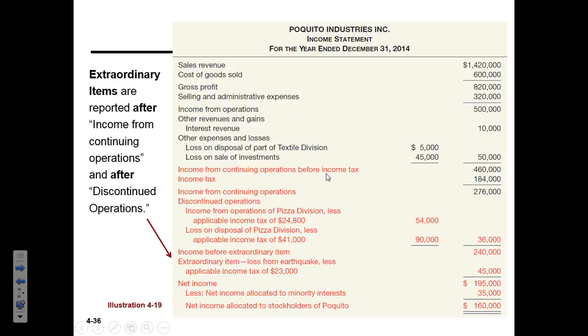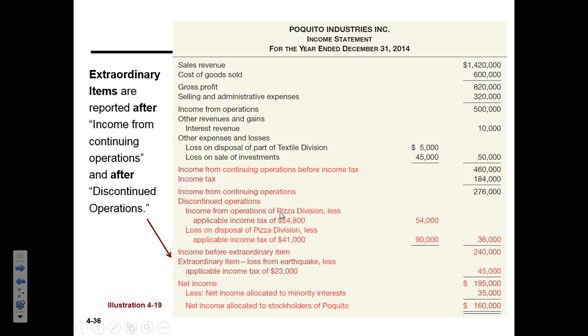This stuff in here is non-operating. So they are what, by definition? They're not both unusual and infrequent. They are either unusual or infrequent. And in the case of the discontinued operation, this is a disposal of part of a division. This is a disposal of all of a division. What are they implying to you? The one that's all of the division is a discontinued operation. It's a significant chunk of the business, right?